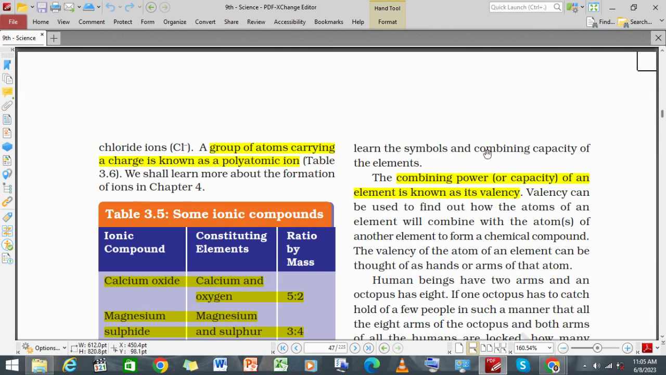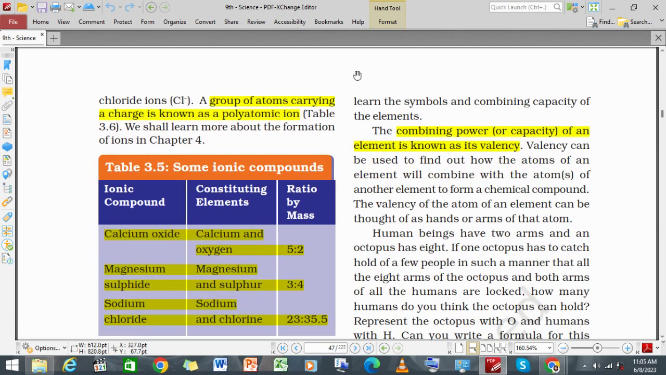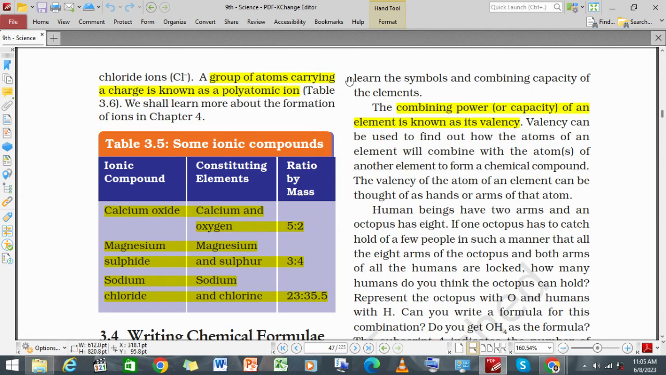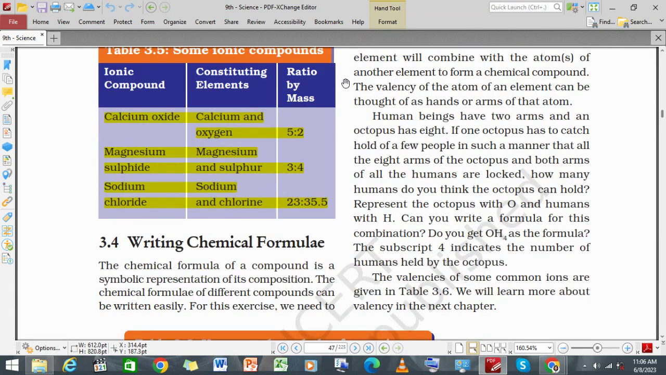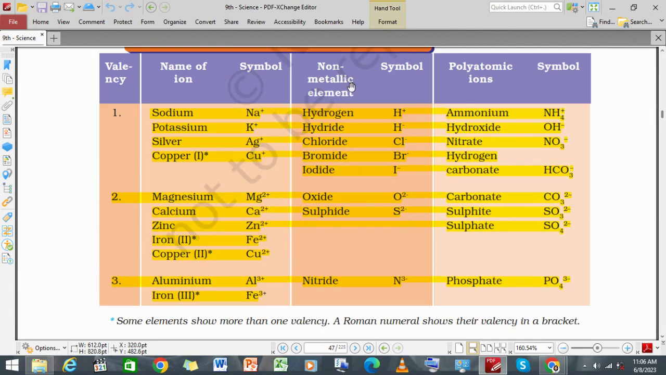All right. Now, the combining power or capacity of an element is known as valency. I hope valency is known. If an atom can combine with a larger number of other elements or atoms, then it has a higher valency than other atoms. The more it can combine with other elements or atoms, the higher its valency.